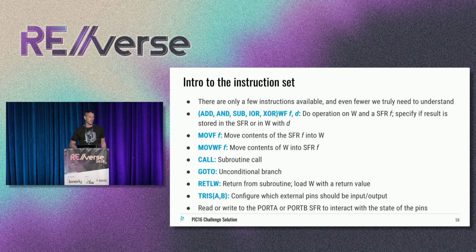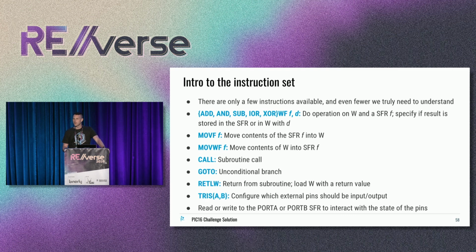So, an intro into the instruction set: there's really only a few instructions available, surprise, surprise, and really even fewer that we need to understand. So we have a lot of our arithmetic ones, including ADD, AND, SUB, XOR, and we do all those. MOVF will move the contents of one of those special function registers into W, whereas MOVWF will take the contents of W and put it into one of those special function registers that you specify. We do have a CALL, we also have a GOTO, and RETLW, which will also let you return a value from a subroutine in the W register.